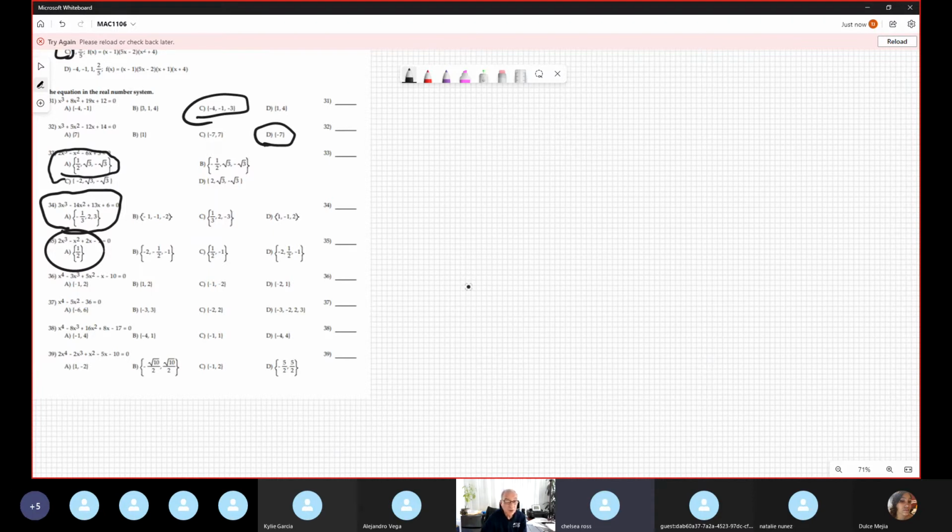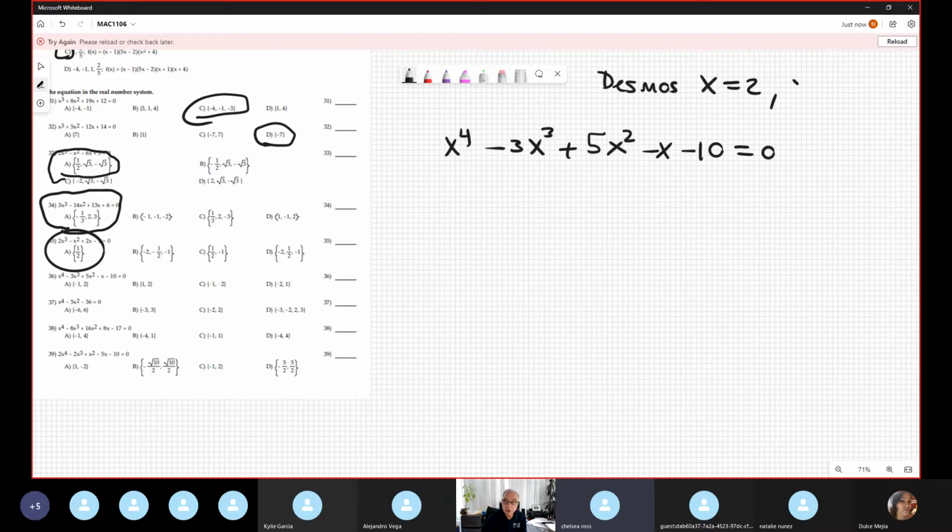Let's do it. It's x to the 4th power minus 3x to the 3rd power plus 5x to the 2nd power minus x minus 10 equals 0. Okay, I see in Desmos x equal 2 and x equal -1. I see only 2. And what about the rest?